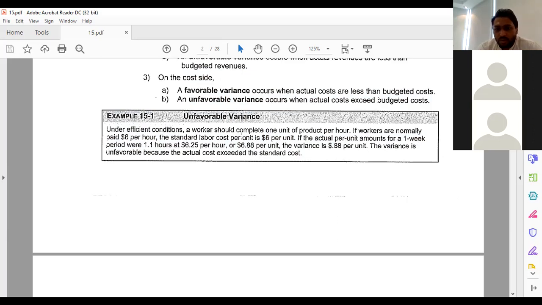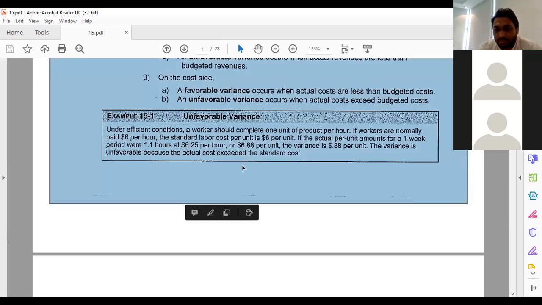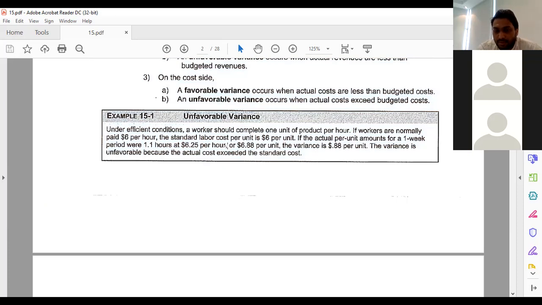So here, what was that? Standard was that in 1 hour, a labor should complete 1 unit, okay, and his salary will be $6. So what happened here? On an average, he took 1.1 hours to produce 1 unit. So what happened? Labor cost went to $6.25 per hour. Clear? Then what happens? Your labor cost for producing 1 unit became $6.88. So $0.88 is your variance, unfavorable variance.